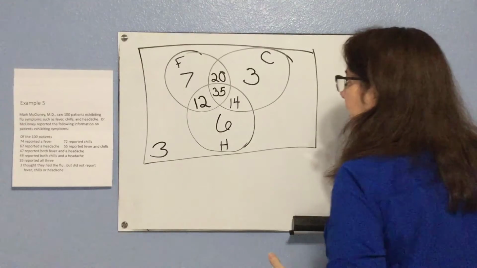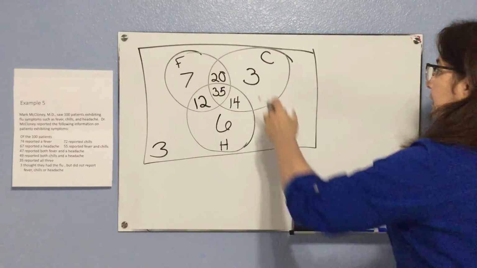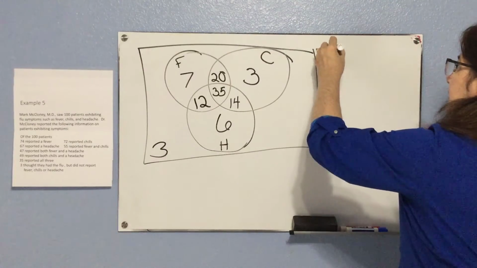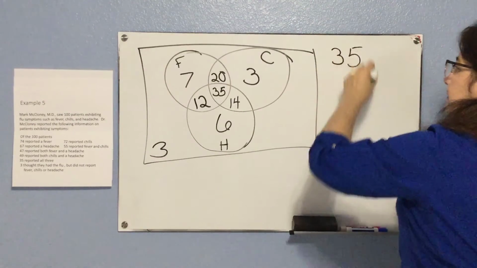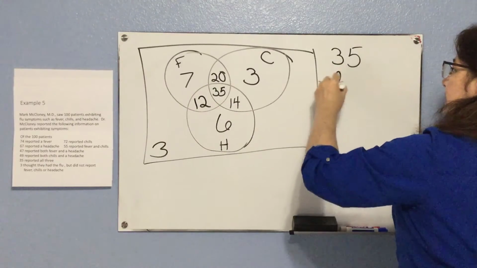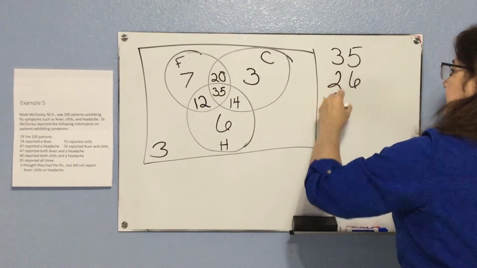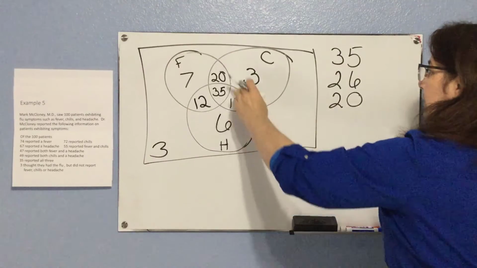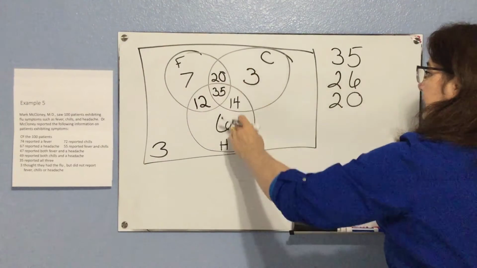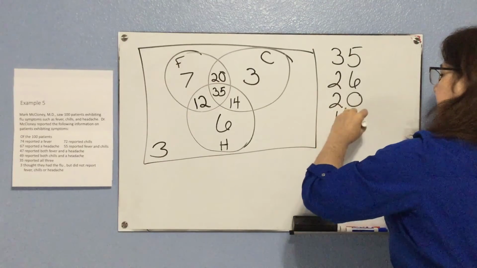Just to check my math, I'm going to go ahead and add all those numbers up. Everything should add up to 100. So I've got 35 in the middle. I'm going to write these 2 together as 26. And then 20. So that's all those 4. And then I've got 7 and 3 is 10, and 6 more is 16.